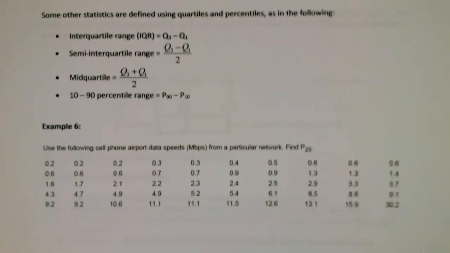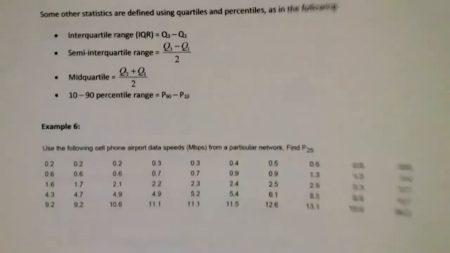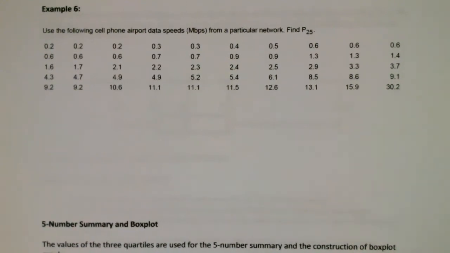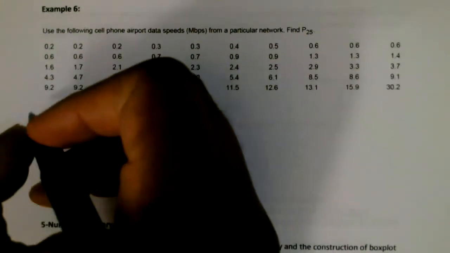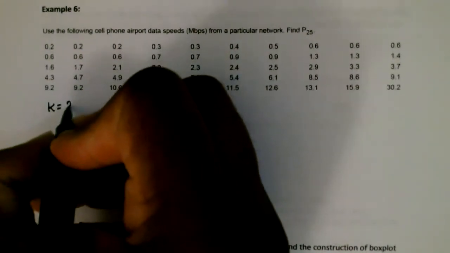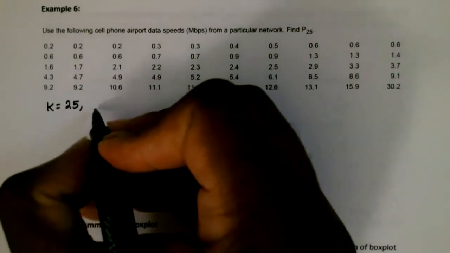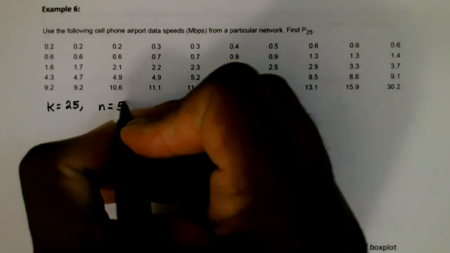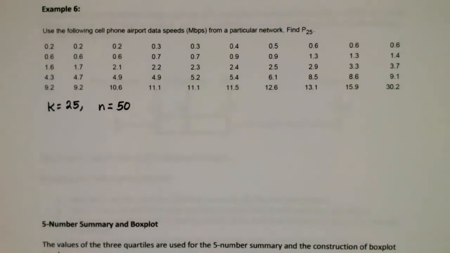Okay. So now let's look at an example that is related to quartiles here. Let's say I want to use the following cell phone airport data speeds in megabytes per second from a particular network to find the 25th percentile, or P25. So in this case, we're finding the 25th percentile, so that means your K is going to be 25. And N, again, that's going to be 50, as each row has 10 of them, so there's 5 rows, so 5 times 10 must be 50.